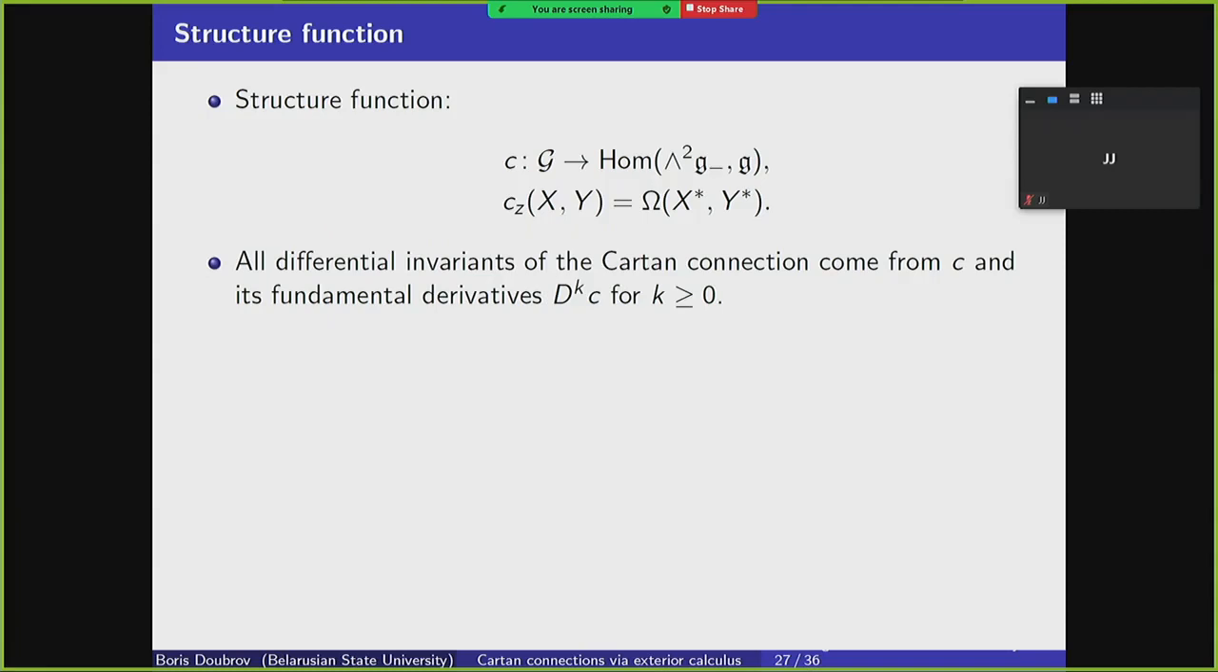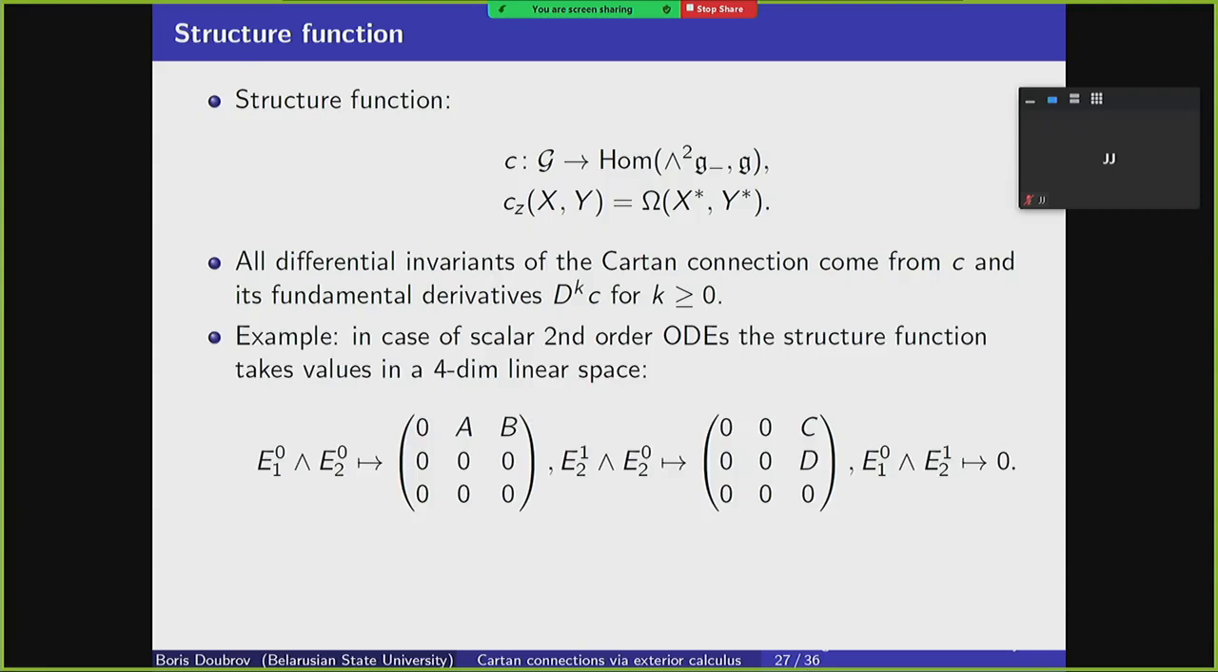Rather, we quotient G by G naught, but from the start I assumed my Lie algebra is graded, so I can make these identifications. So in particular, this is the function we can differentiate as many times as we wish to get all other invariants of the Cartan connection.